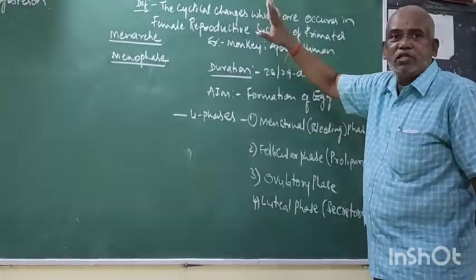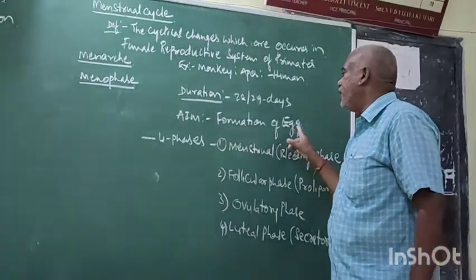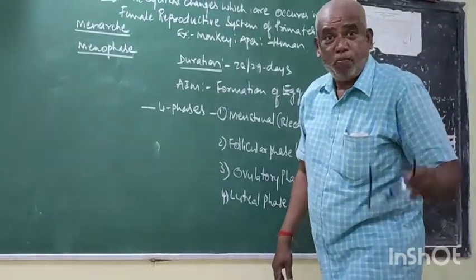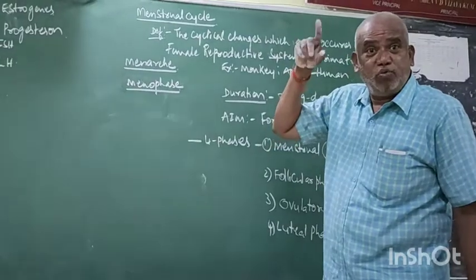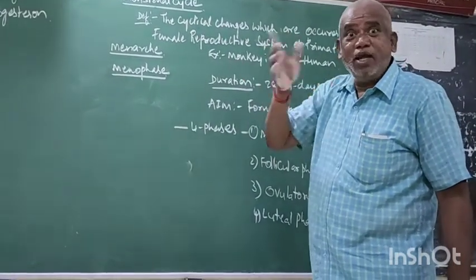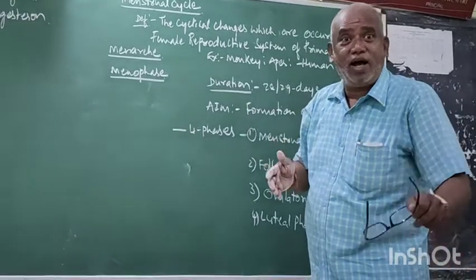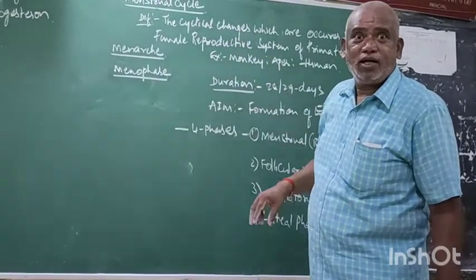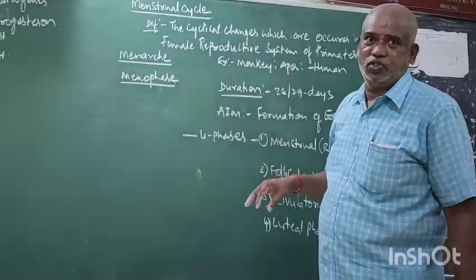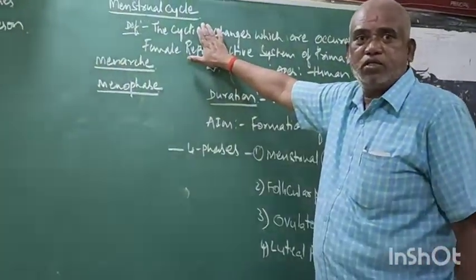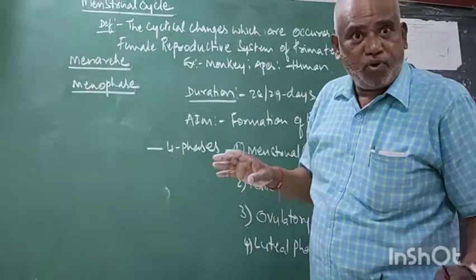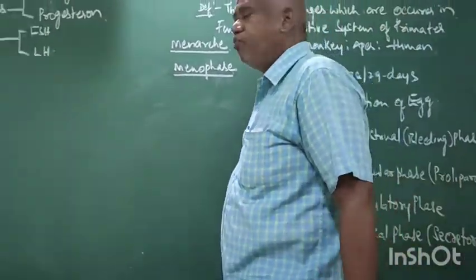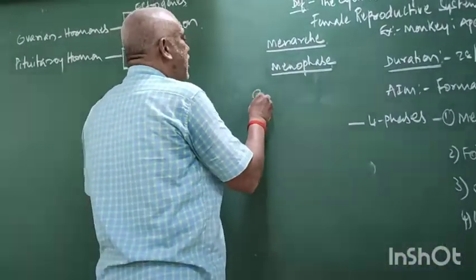But what is the need of the menstrual cycle in a female? Formation of egg. Without this menstrual cycle, there is no oogenesis. Even though fetal oogenesis occurs, the remaining maturation phase of oogenesis requires the menstrual cycle. Right? Without this menstrual cycle, the female ovary cannot produce an egg.